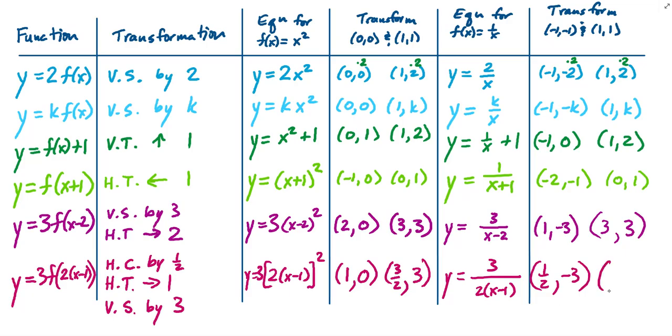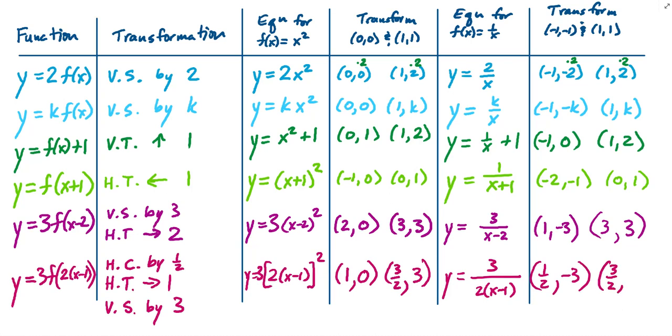How about 1, 1? Well, in the x direction, the x coordinate, we have to multiply by a half and then add 1 for the translation. So when I multiply by a half, I get a half. When I add 1, I get 3 halves.